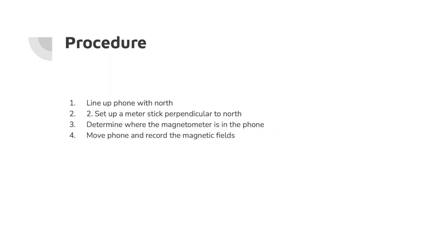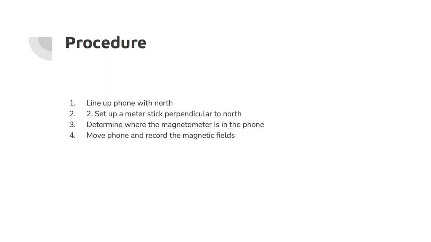So our procedure for this lab is to line up our phone with north. To do this, we lie our phone on the table and rotate it until the x component of the magnetic field is equal to 0. Then we need to lie down a meter stick perpendicular to the direction our phone is placed.